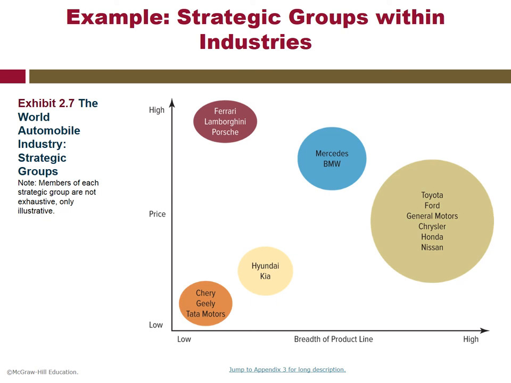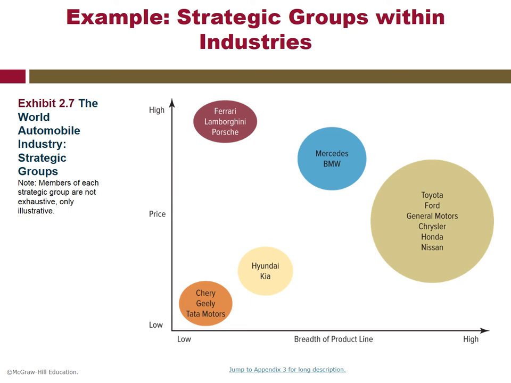And second, we have the lower left. This group has a low price or quality attribute, and you could see they sell automobiles at a low price, and of course you could expect the quality of their product. And the third group also provides low price and a low breadth of product line. That is Hyundai and Kia.